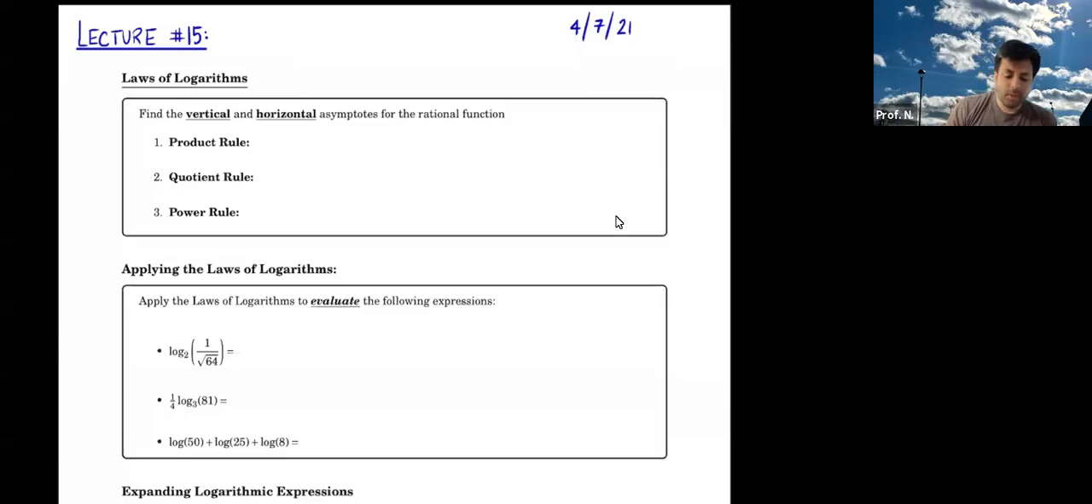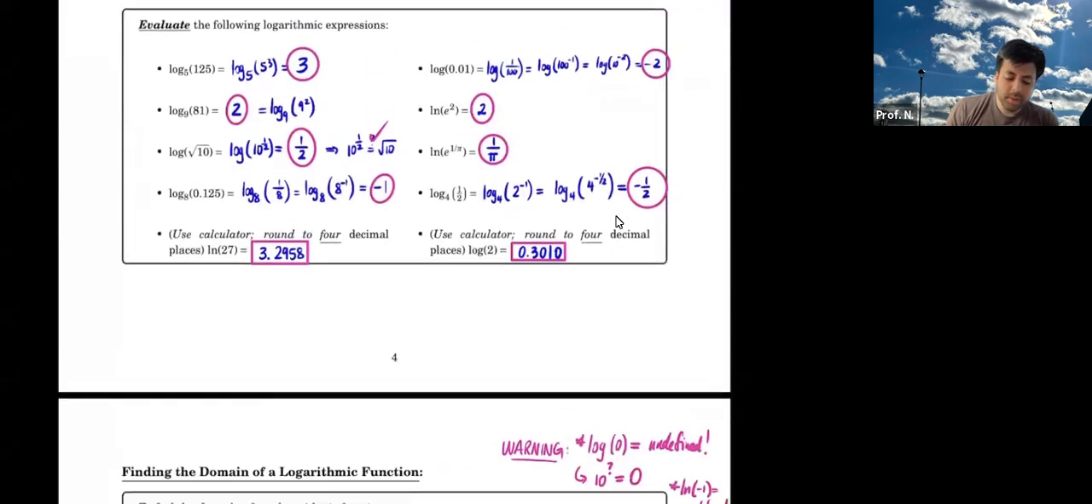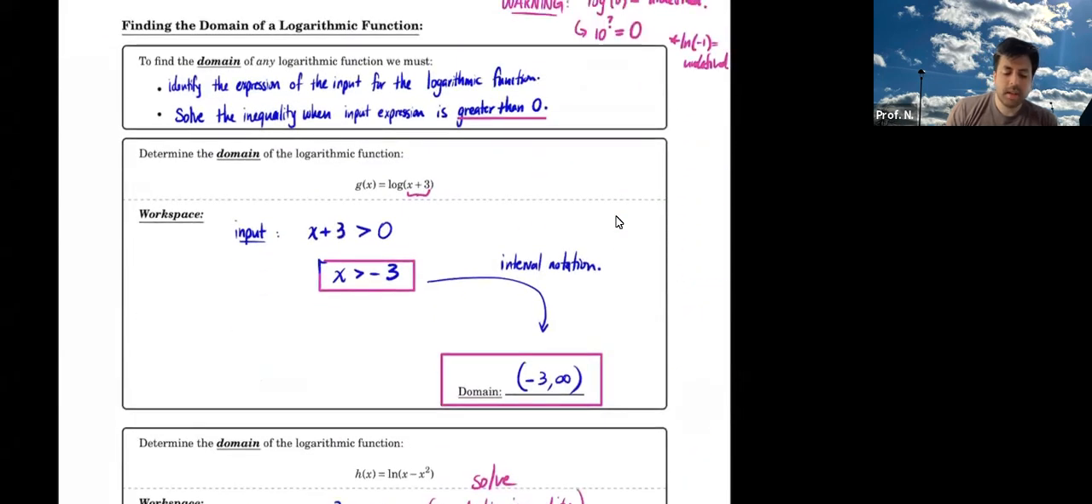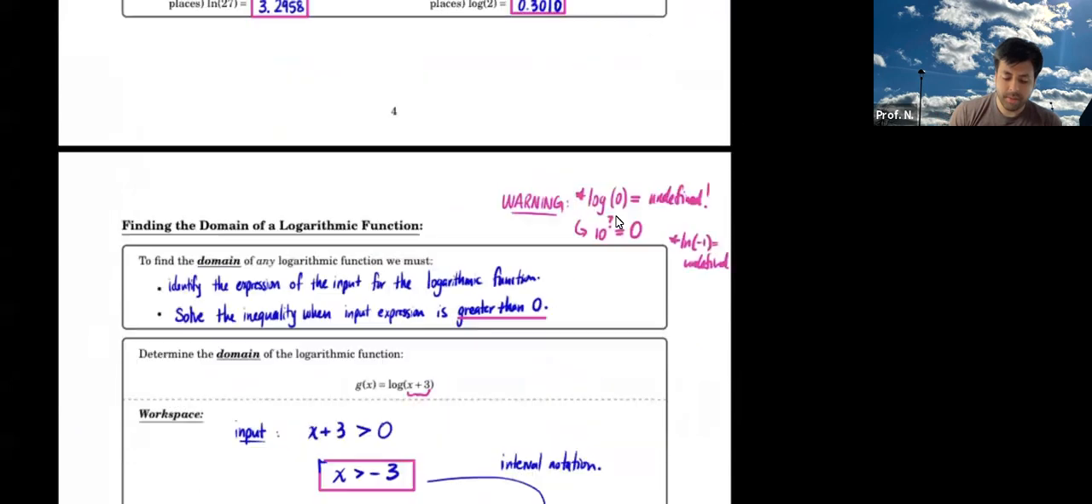Okay, so last class we've been talking about logarithmic functions. We particularly discussed how we found the domain of a logarithmic function. If we had the function itself, we just had to set the argument, or the expression inside the parentheses of log, greater than 0, and then solve for x. And that's how you would find the domain.